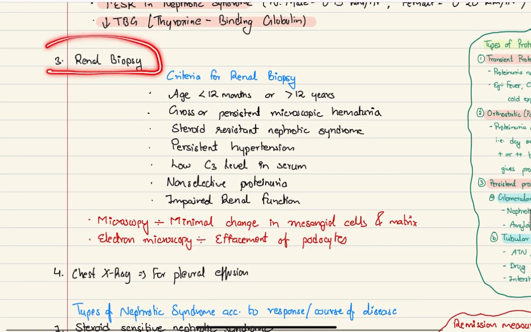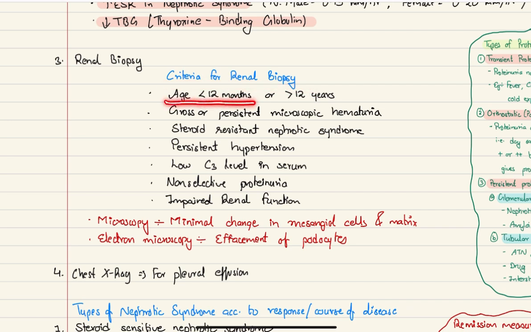Now talking about the renal biopsy, it is a definitive diagnosis for nephrotic syndrome, but we do renal biopsy only if it follows these criteria. The criteria for renal biopsy include age less than 12 months or more than 12 years, gross or persistent microscopic hematuria, steroid resistant nephrotic syndrome, persistent hypertension, low C3 level in the serum, non-selective proteinuria, or impaired renal function. So these are the criteria for renal biopsy.